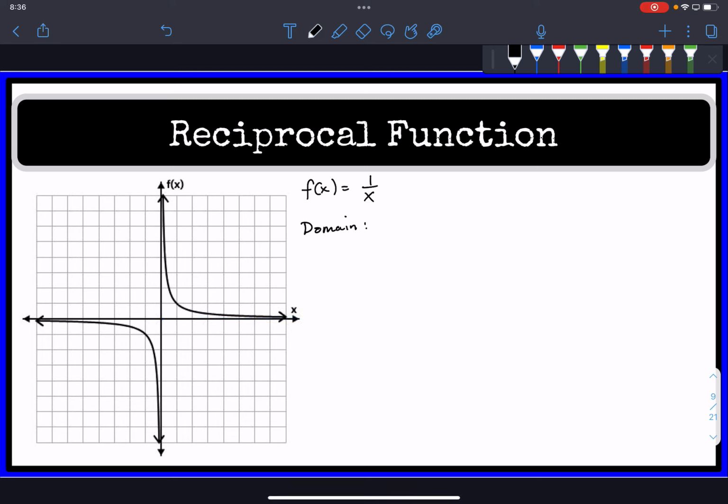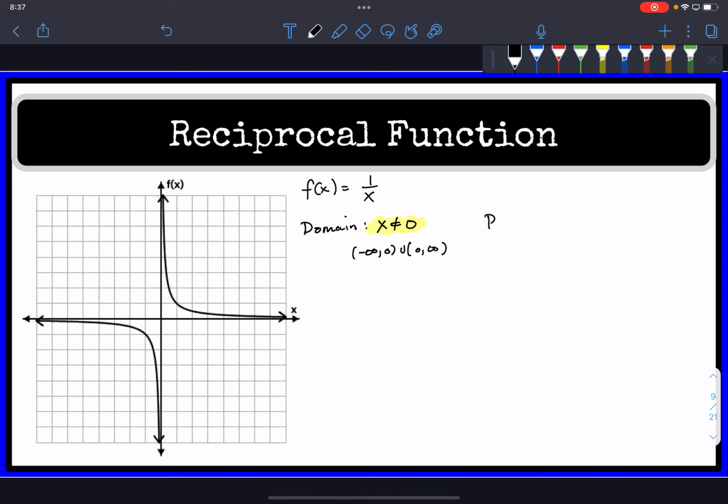So here our domain is simply going to be all values of x except for 0, which means what I just stated, from negative infinity to 0 and then from 0 to positive infinity. But we'll use this notation to make it easier on ourselves.